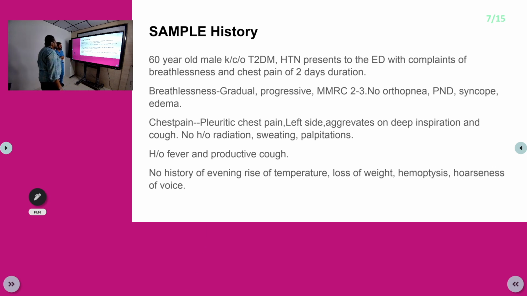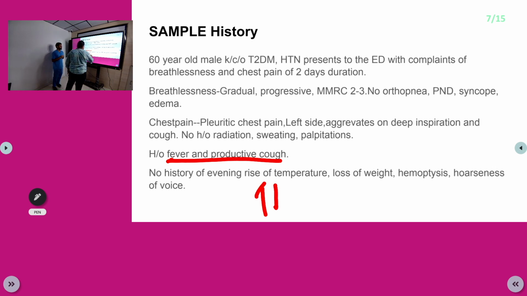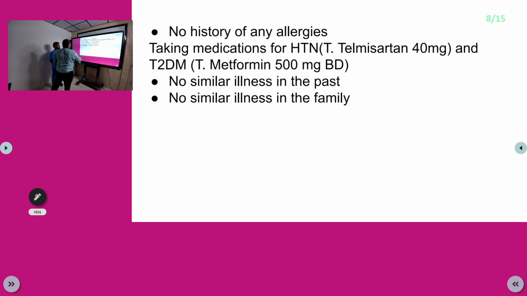The patient also gives history of fever and a productive cough. No history of any evening rise of temperature, loss of weight, hemoptysis, or hoarseness of voice. So we are asking this history for tuberculosis. Since you are seeing a pleural effusion, we have to rule out TB, so we have asked for that history, and we can narrow down our differential.